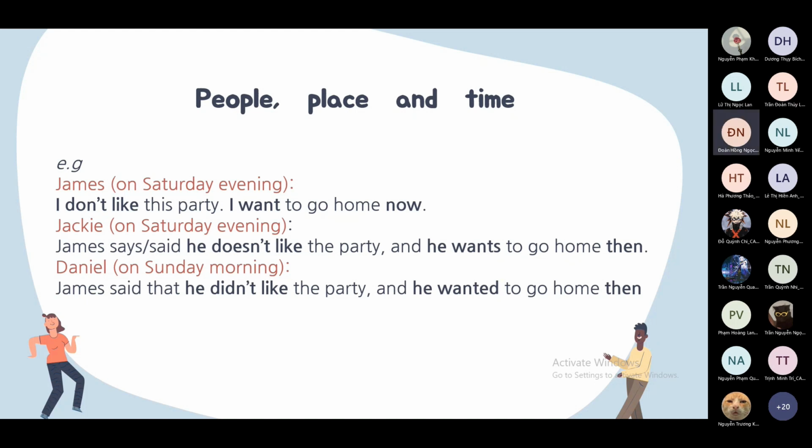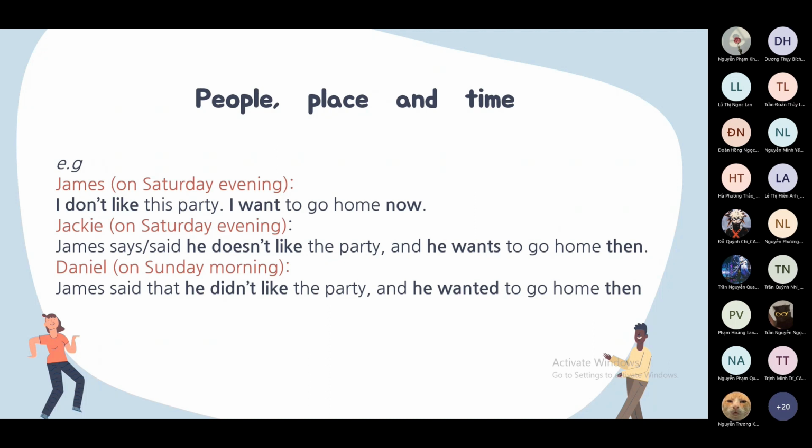Example. James on Saturday evening: I don't like this party. I want to go home now. Jackie on Saturday evening: James says or said he doesn't like the party and he wants to go home then. Daniel on Sunday morning: James said that he didn't like the party and he wanted to go home then.